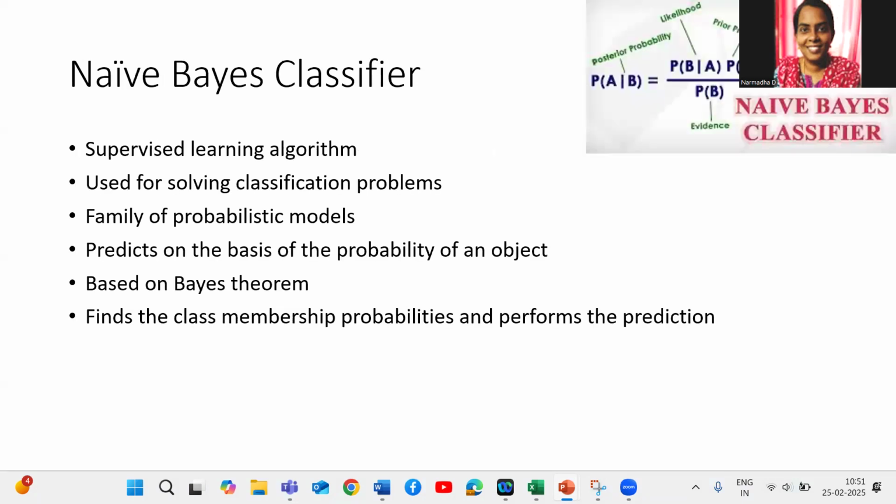These are all the features of Naive Bayes. This is a supervised learning algorithm, and it is used for solving classification problems. It belongs to the family of probabilistic models, and this also helps us to predict future events on the basis of the probability of an object. So this works on the basis of Bayes theorem.